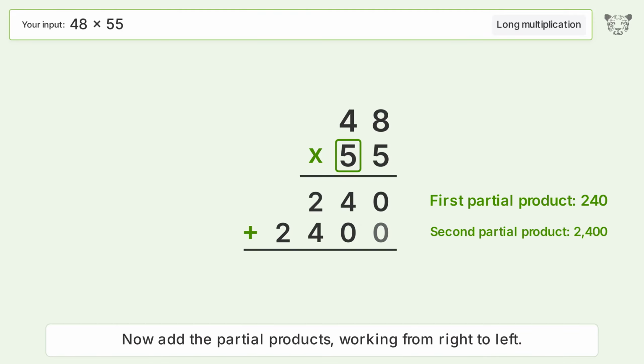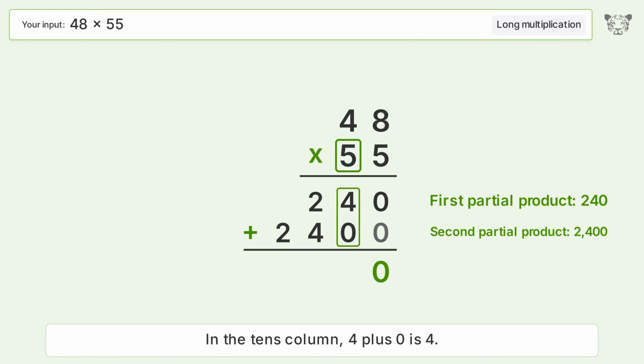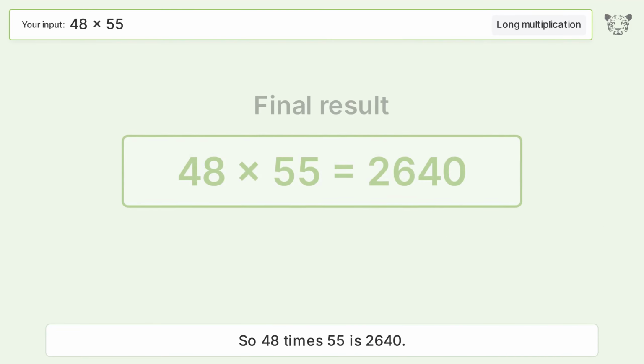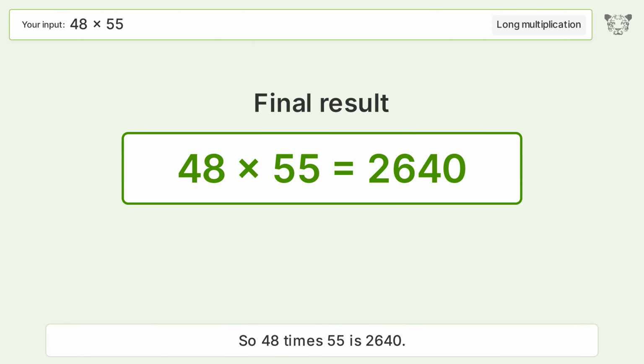Now add the partial products, working from right to left. In the ones column, 0 plus 0 is 0. In the tens column, 4 plus 0 is 4. In the hundreds column, 2 plus 4 is 6. In the thousands column, bring down 2. The whole product is 2,640. So 48 times 55 is 2,640.